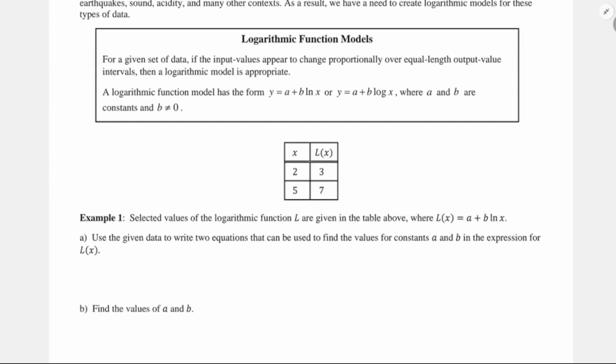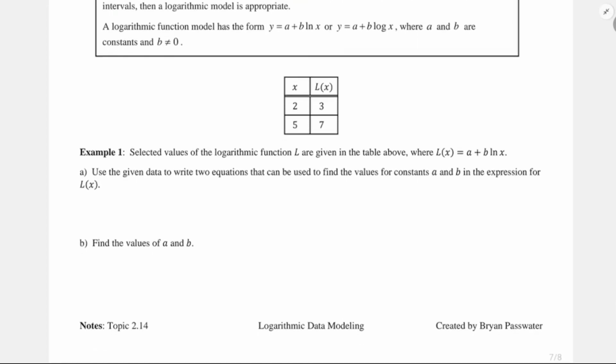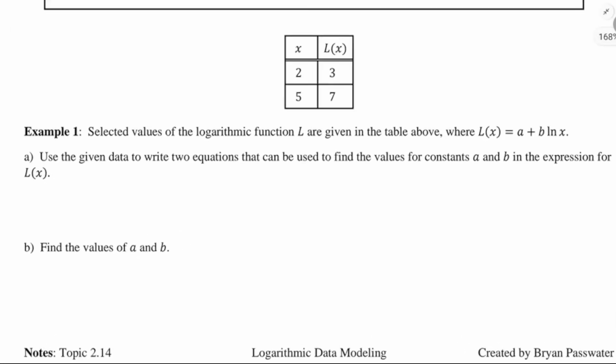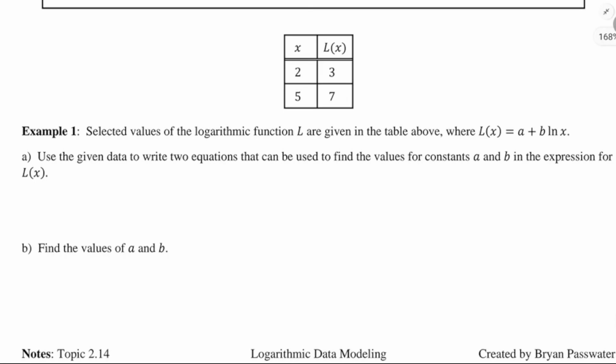So in this first example here, selected values of the logarithmic function L are given in the table above, where L is a plus b log x. This is only 2 data points, but this will be enough because there are 2 unknowns, a and b, right? So we're going to use the given data to write 2 equations that can be used to find the values for constants a and b in the expression for L of x. Okay, well, we have 2 facts that we know. L of 2 equals 3, and we also know that L of 5 equals 7.